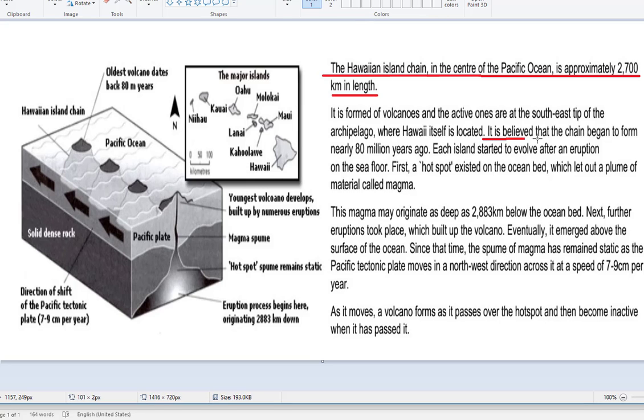Here we have this phrase: it is believed that the chain began to form nearly 80 million years ago. The oldest volcano dates back 80 million years. So "it is believed that" is not the phrase to be using when you are describing data. Instead of saying it is believed that the island chain began to form, just state the island chain began to form nearly 80 million years ago. Not "it is believed that".